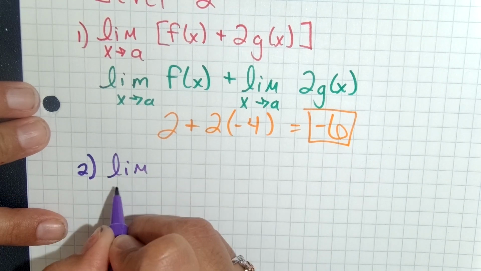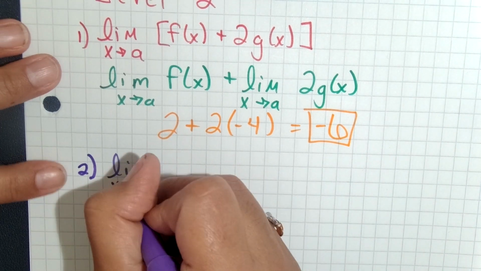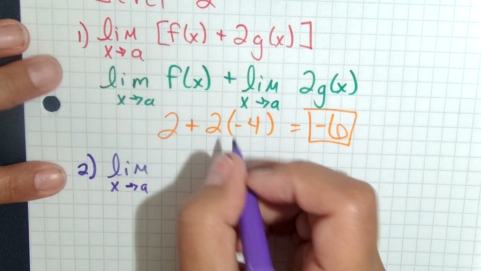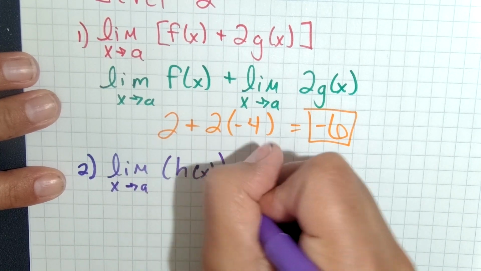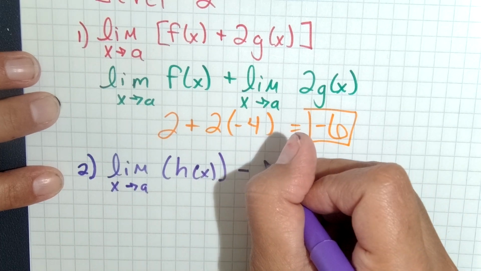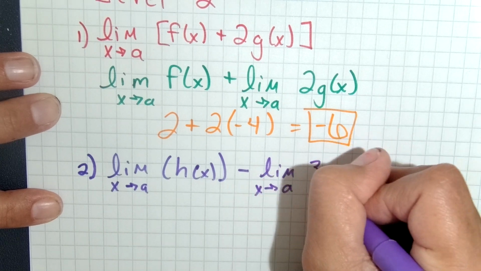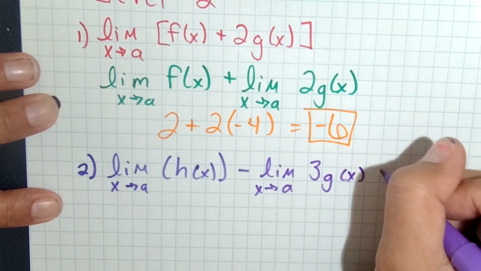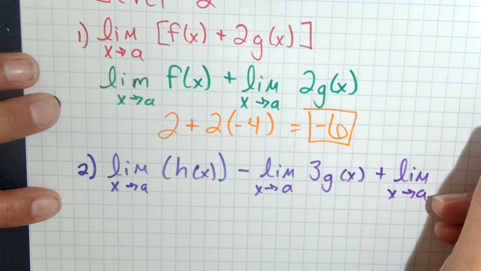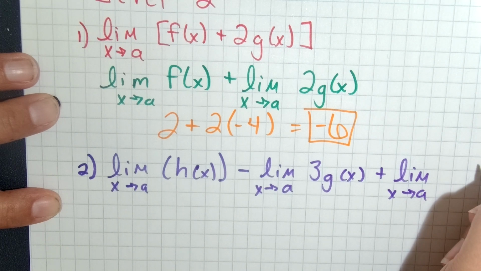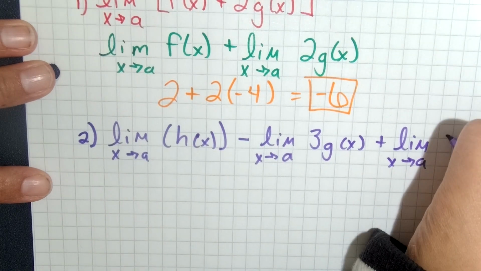Number 2. We have the limit as x approaches a. Can I just split it up since you have it on your paper? I'm not going to rewrite it, so I'm going to split it up. The limit of h of x minus the limit as x approaches a of 3 g of x plus the limit as x approaches a of 1.